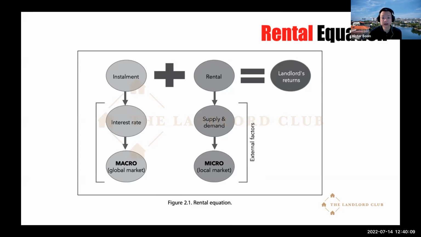Similarly for rental, it is supply and demand. Nowadays supply is very limited and rental demand has gone up a lot, and that belongs to the micro, which is the local market. So these are the external factors affecting your landlord returns. Two components: one is the installment, second is the rental. That comes back to the landlord returns. I won't give you those very boring figures like how many percent rental yield, 3%, 4%. It's something different. This is the main concept that affects all landlord returns. So just remember: installment plus rental, and interest rate, supply and demand.